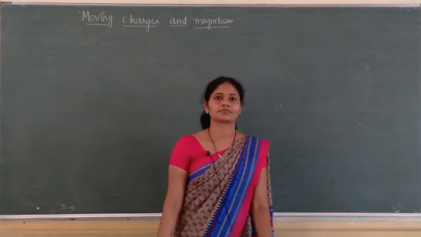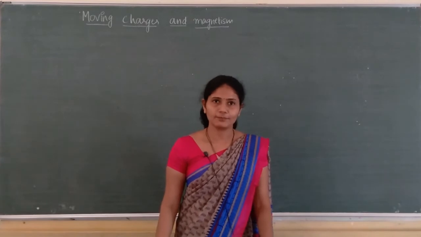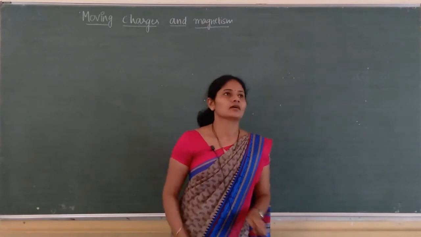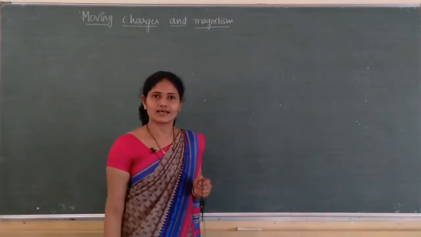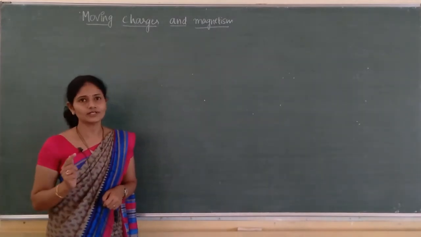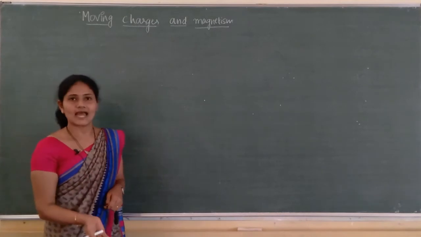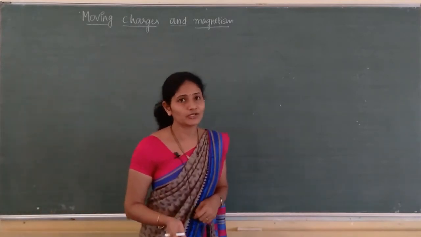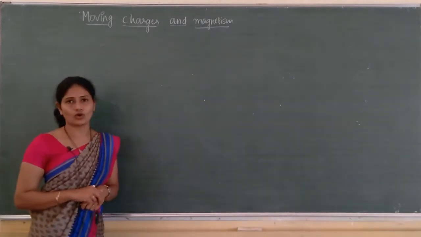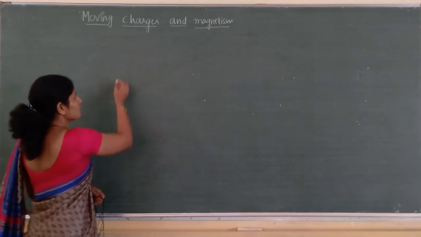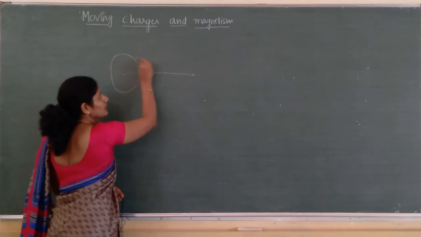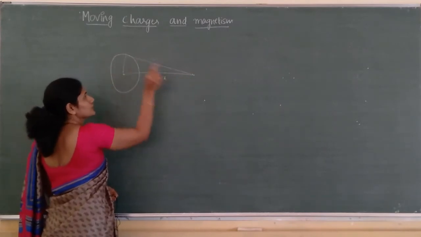Namaste everyone. Welcome back to the second PUC physics class, that is moving charges and magnetism. In the last class we discussed the torque acting on the rectangular loop. Before that we discussed Biot-Savart's law. While discussing Biot-Savart's law, we derived an expression for the magnetic field due to a circular coil at a distance x from the center of the coil.